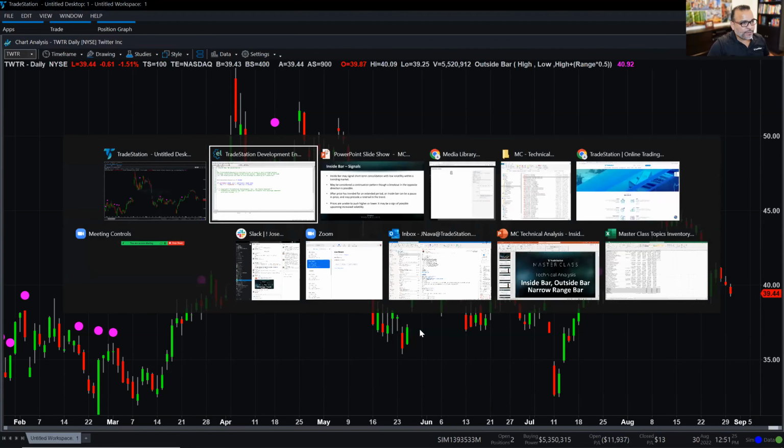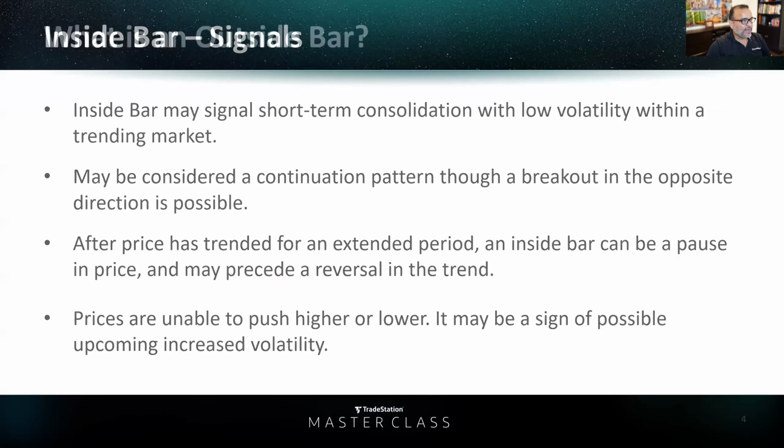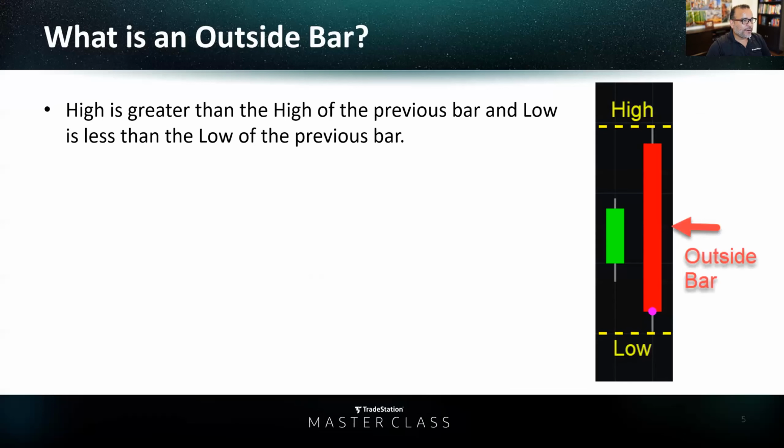Let's go over here to the PowerPoint to define an outside bar. An outside bar is when the high is greater than the high of the previous bar and the low is less than the low of the previous bar. If you look at the screenshot right here on the right-hand side, it's very clear. We get a bar that is big compared to the previous one.